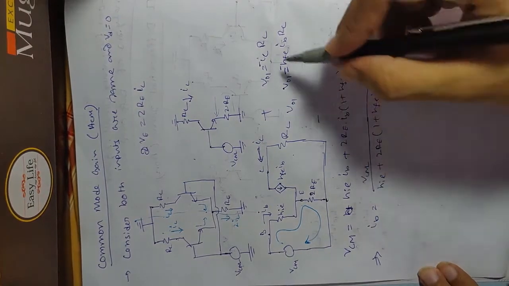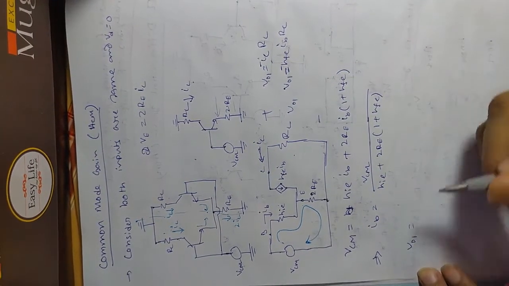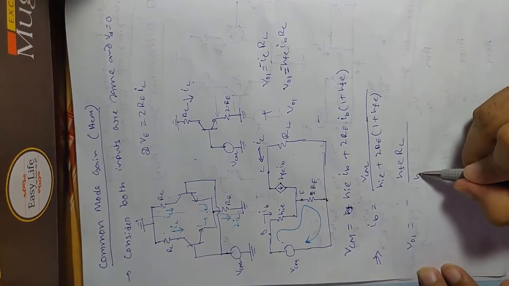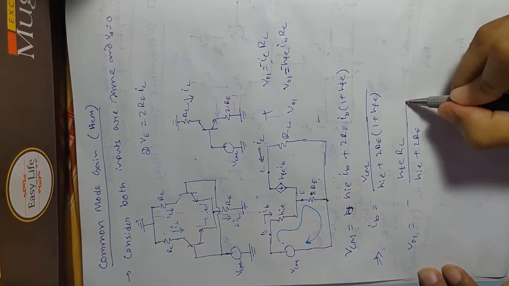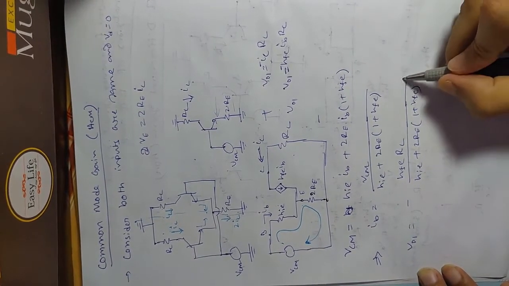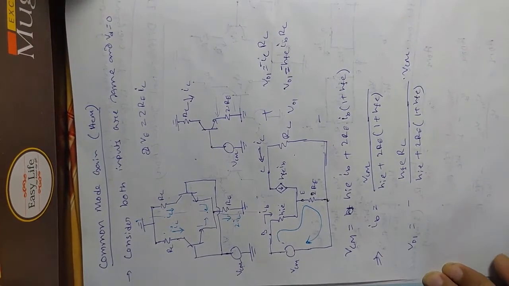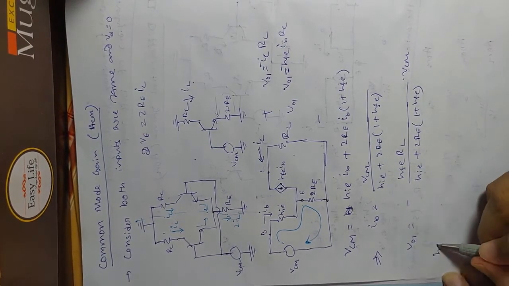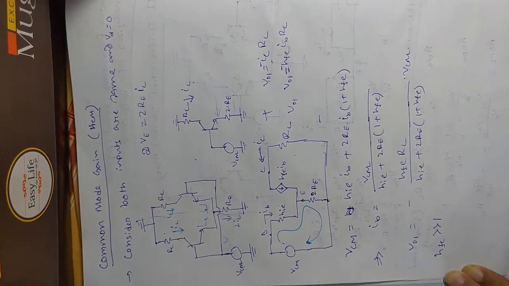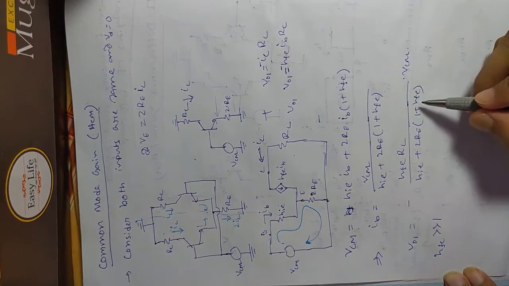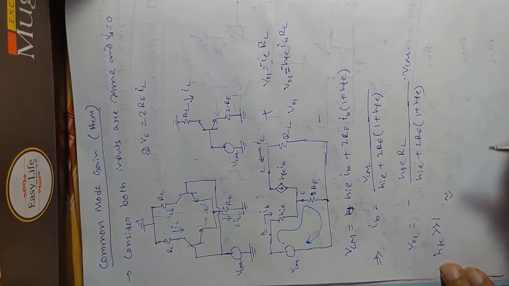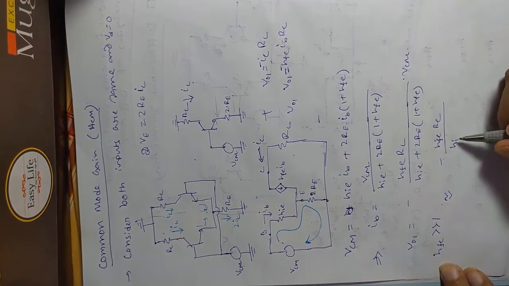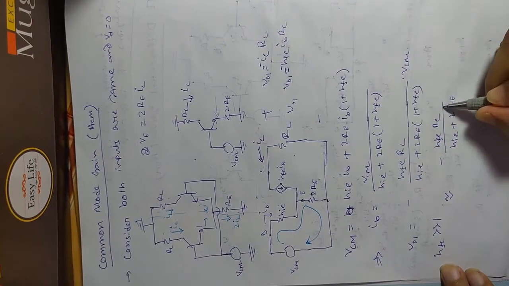So if I replace this here, V01 will be minus HFE into RC by HIE plus 2RE(1 plus HFE), into VCM. If I consider that HFE is much greater than 1, which is a valid assumption, then 1 plus HFE will be HFE. So it will be equal to minus HFE RC by HIE plus 2RE HFE.